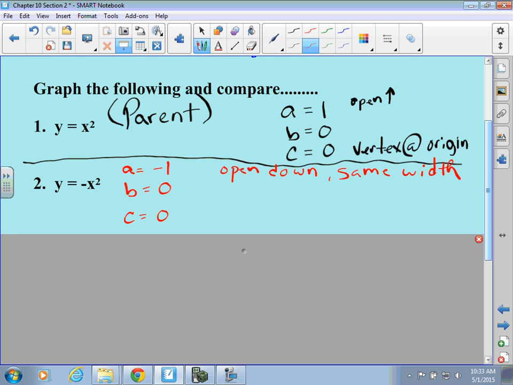Look at the c for a minute. How are they compared to the mom and dad, the parent? It's going to be the same. Vertex at origin. I'm going to hold off on the b for just a minute.